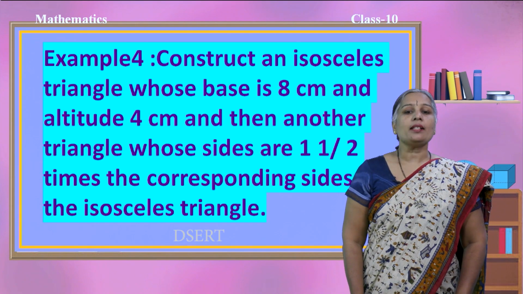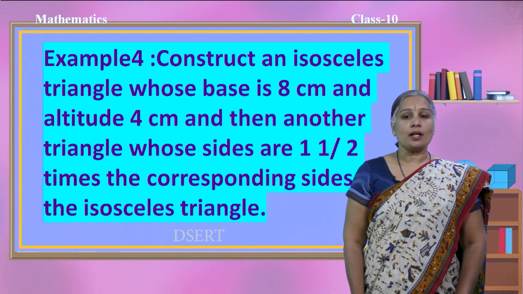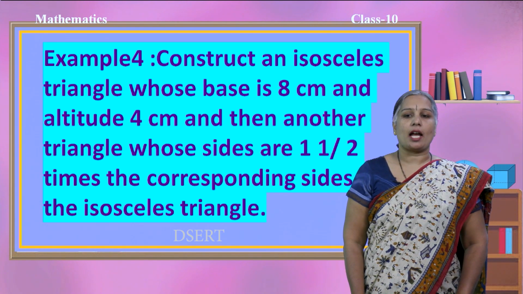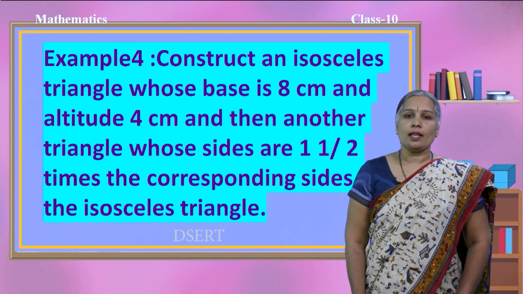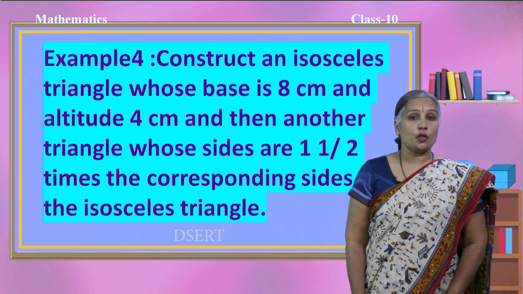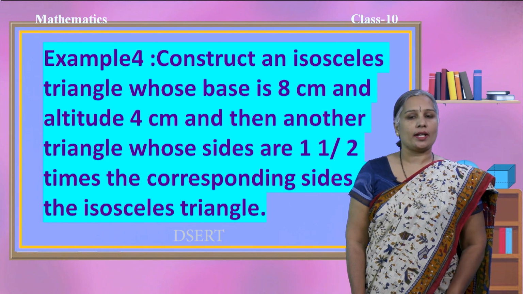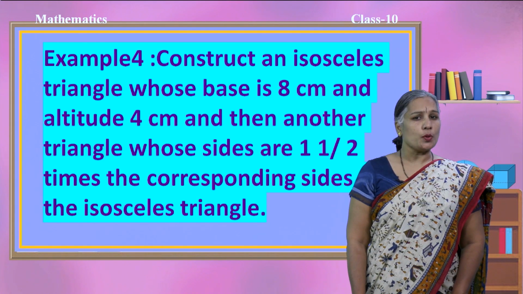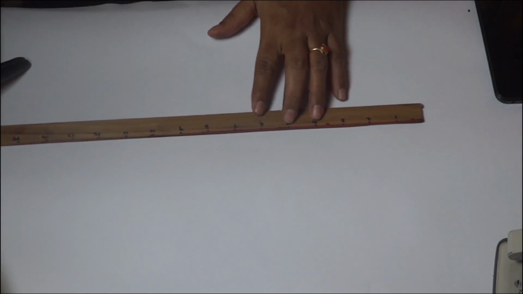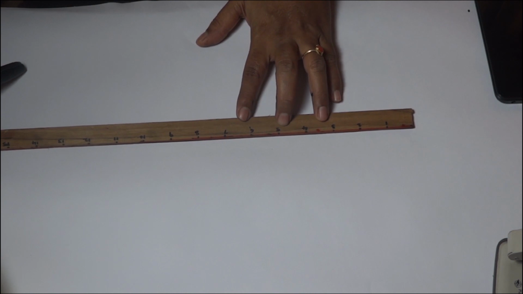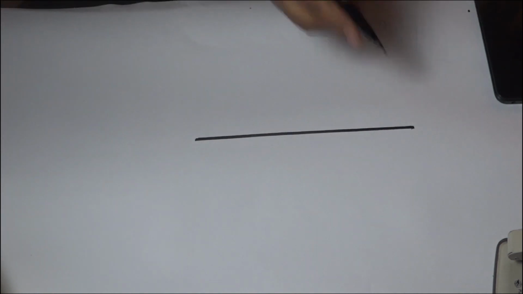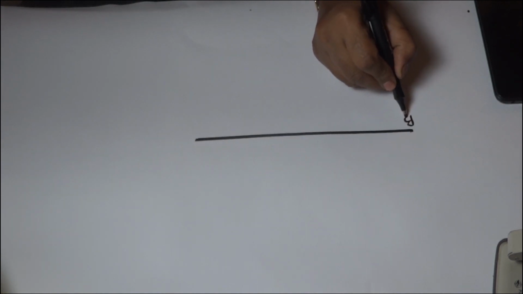Then another triangle whose sides are 1.5 times the corresponding sides of the isosceles triangle. Here we have to construct a similar triangle using the scale factor 1.5. Let us see how to do this. To make this construction, let us draw a baseline of 8 cm. Let us name it as BC.